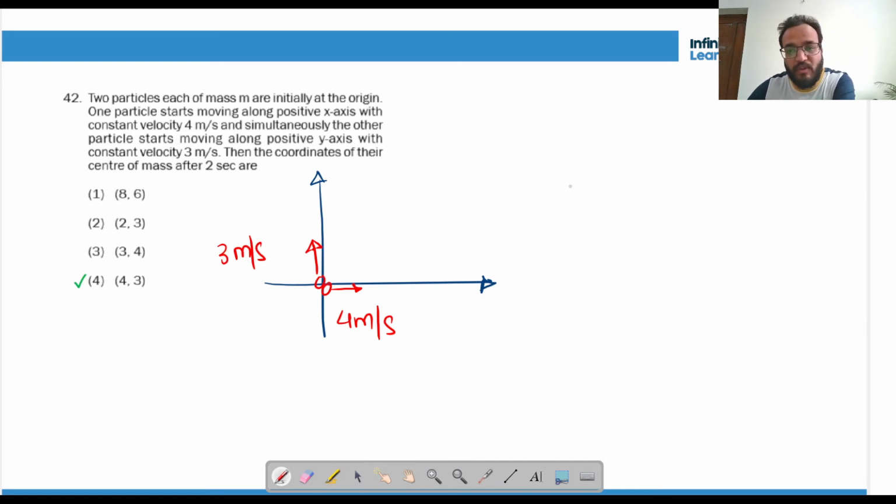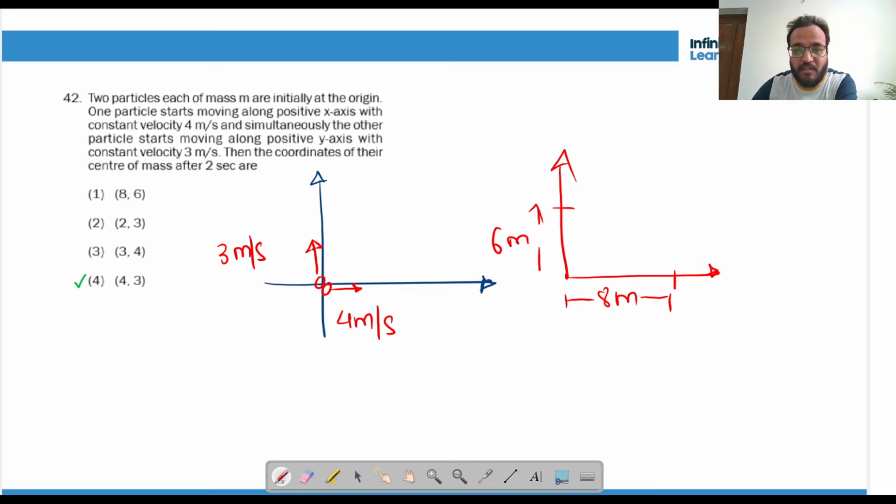See, after 2 seconds what will happen, students? One will reach a distance of 8 meters and the other will reach a distance of 6 meters, right? So this is the line joining them. I can show you. Can you see this? So where will the center of mass lie here? See, this is m, this is m. So the length is 10 meters.